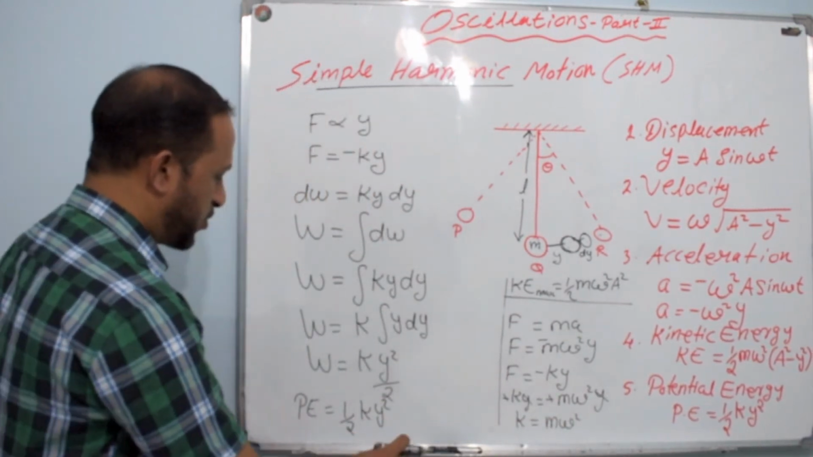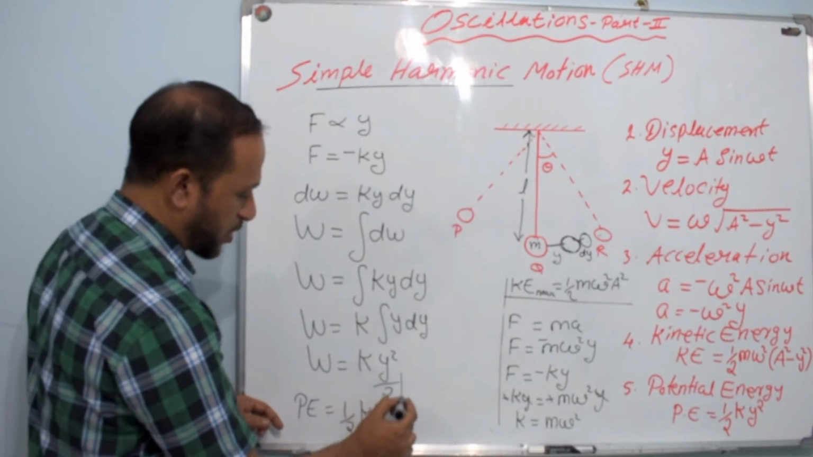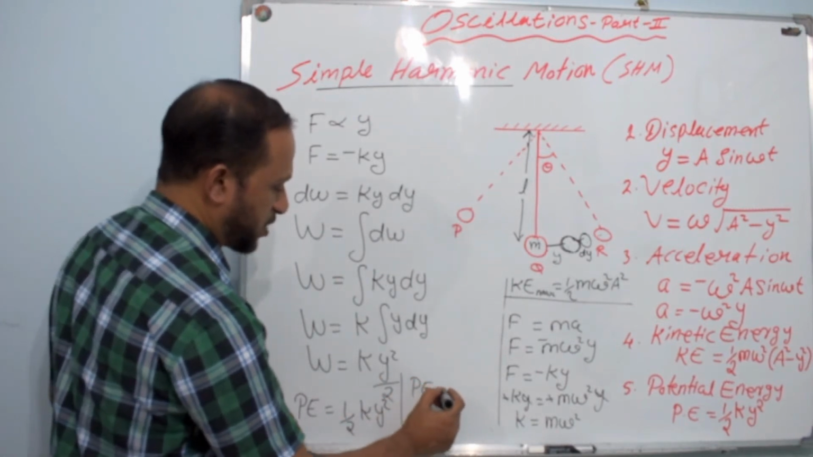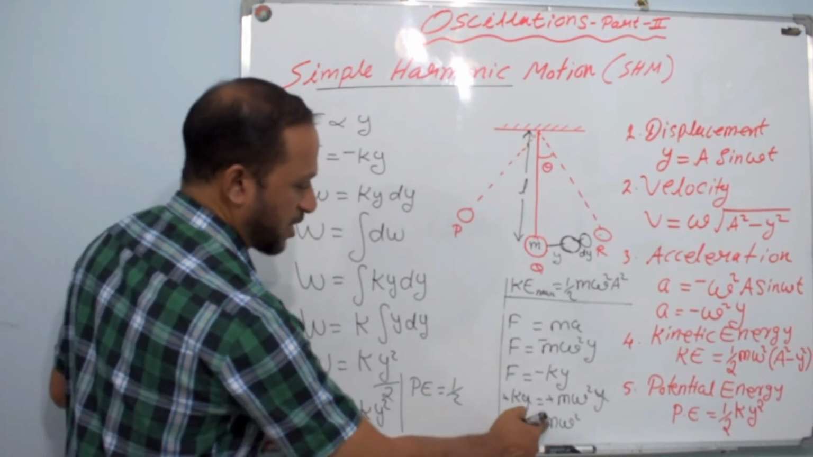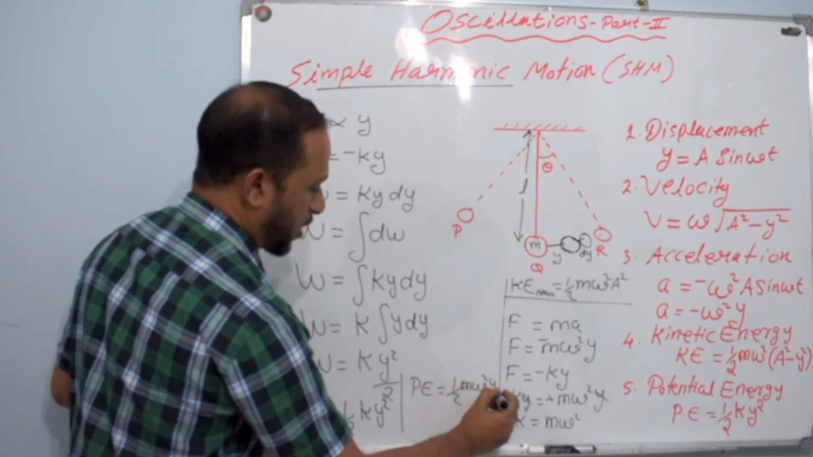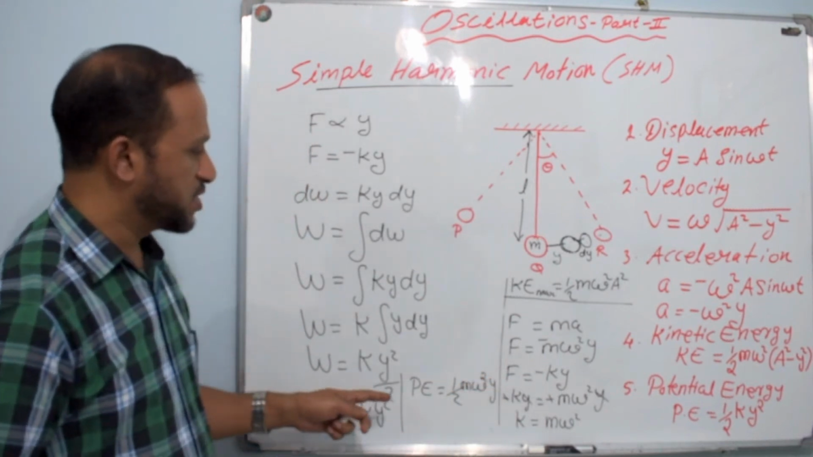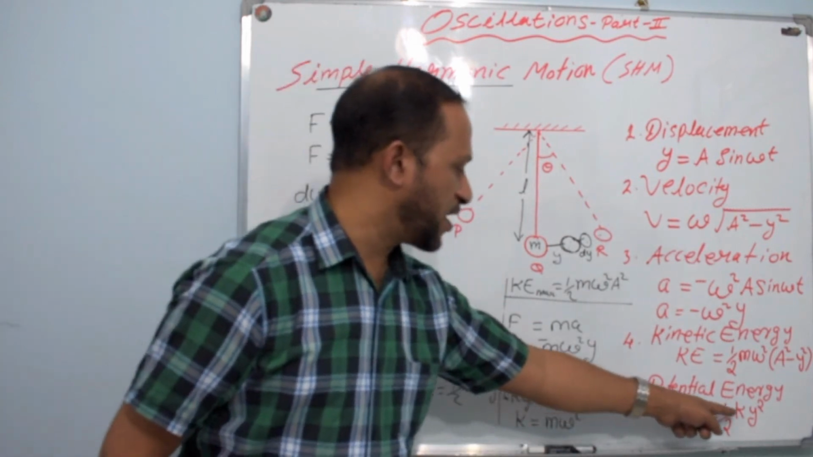We can substitute that value here in the equation of potential energy. k is equal to m omega square. So the potential energy equation, P is equal to half k y square, with k given the value m omega square, so half m omega square into y square.